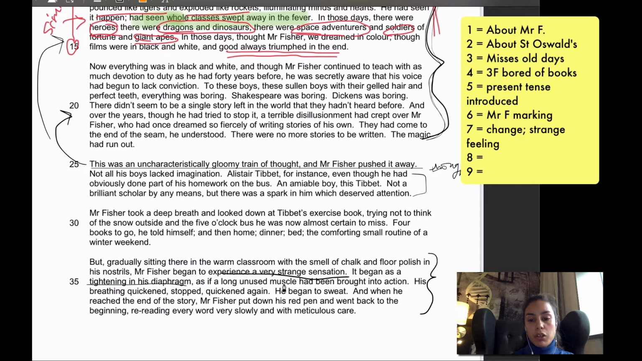As if a long unused muscle had been brought into action. So long unused. Something that's been forgotten. His breathing quickened, stopped, quickened again. He began to sweat. And you're thinking, well, what's happening here? What's happening? I want to know, because they're not telling us. The narrator is not telling us. And when he reached the end of the story, Mr. Fisher put down his red pen and went back to the beginning.